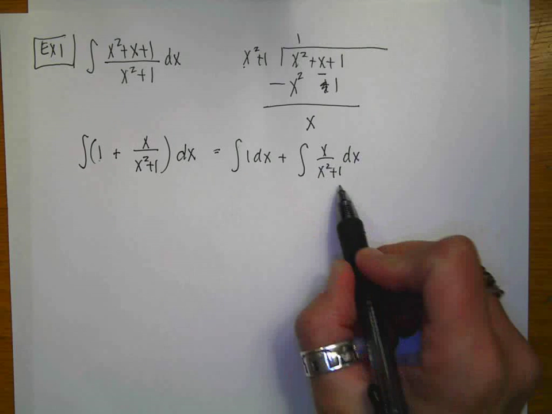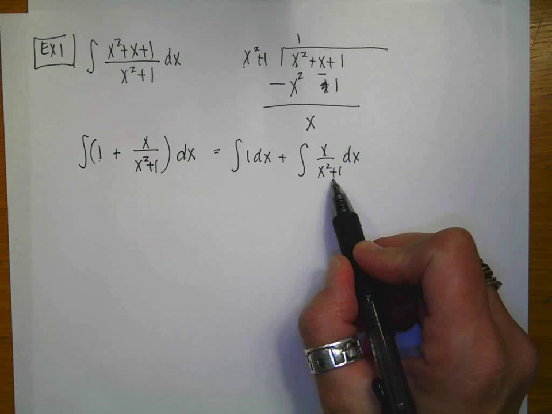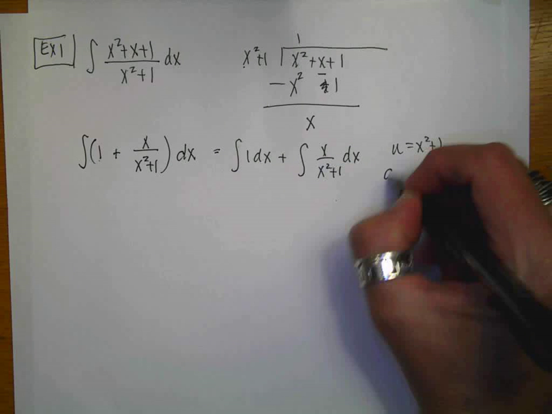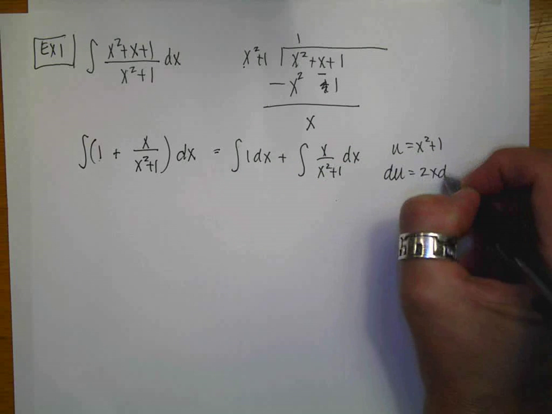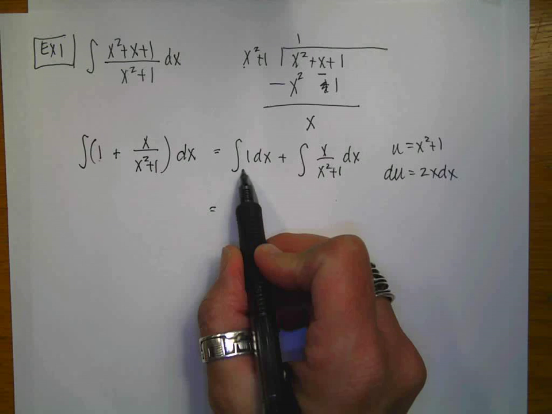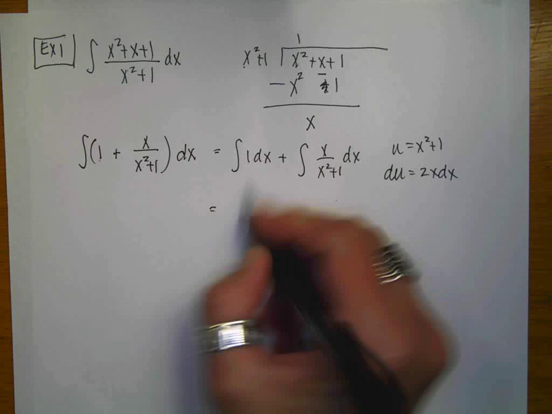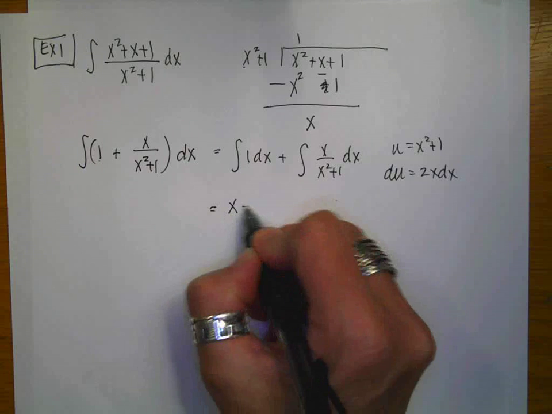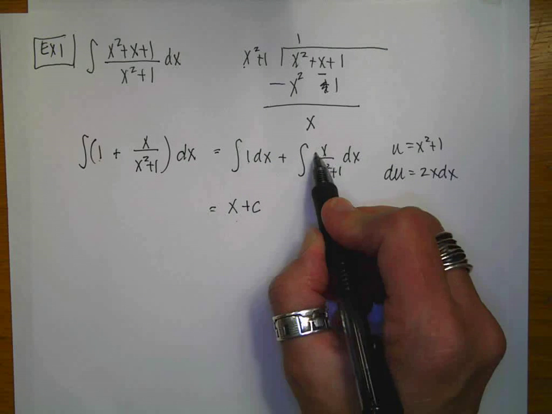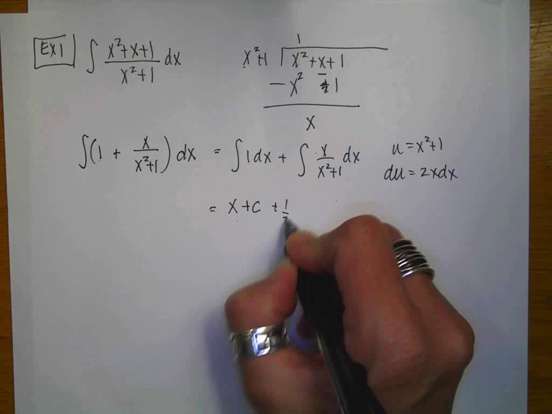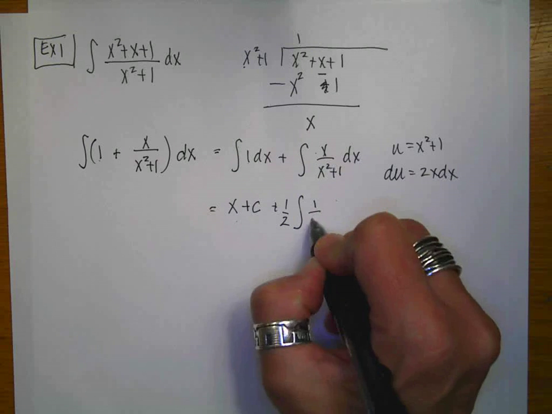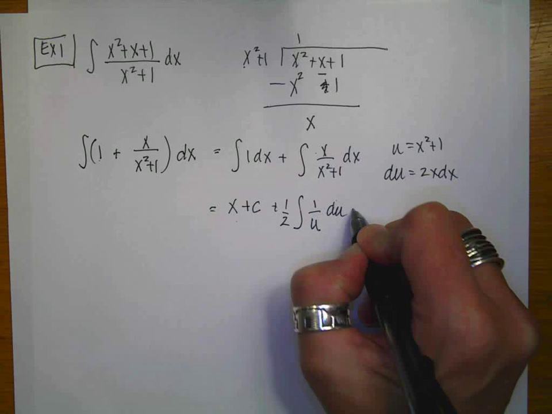This one's super simple. This one is just easy U substitution. So if I let u equal x squared plus 1, my du is 2x dx, so I need to introduce a 2. And I'll get to that in a sec. So the integral of 1 is going to be x, and I'm going to go ahead and put my plus c right there. On this one, I need a 2 on the inside, so I introduce a half on the outside, so this is going to be 1 over u du.